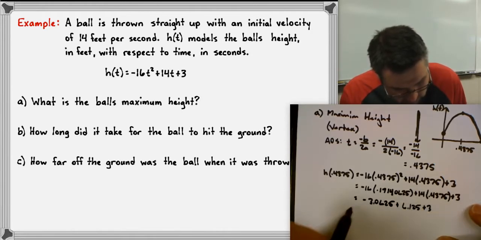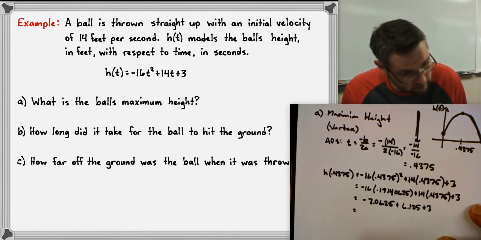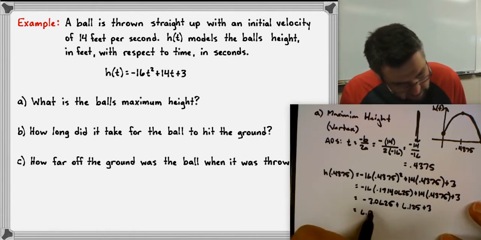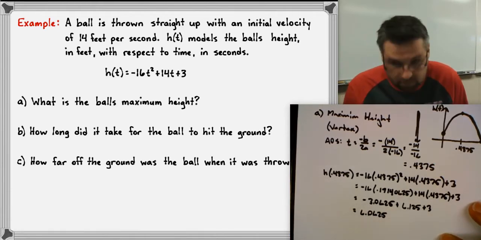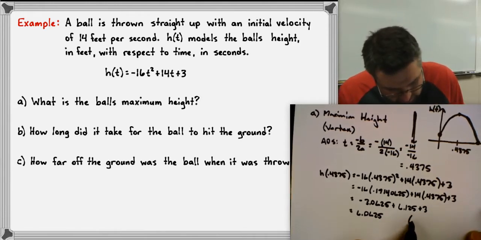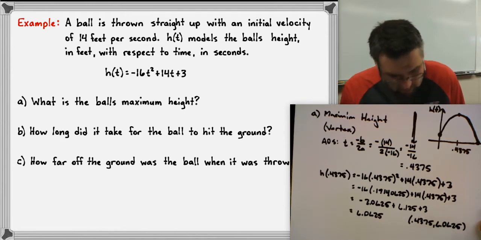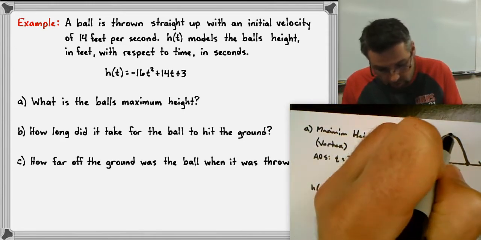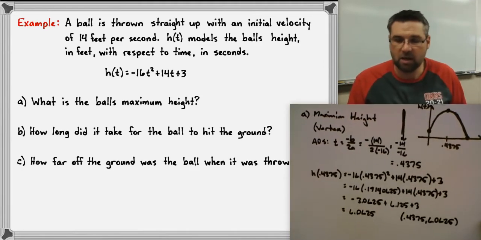And then plus 3. And then that will all add up to 6.0625, okay? So now what is our vertex? Well, our vertex is going to be 0.4375, comma, 6.0625, okay? So that's this coordinate right here. That's our vertex, okay?